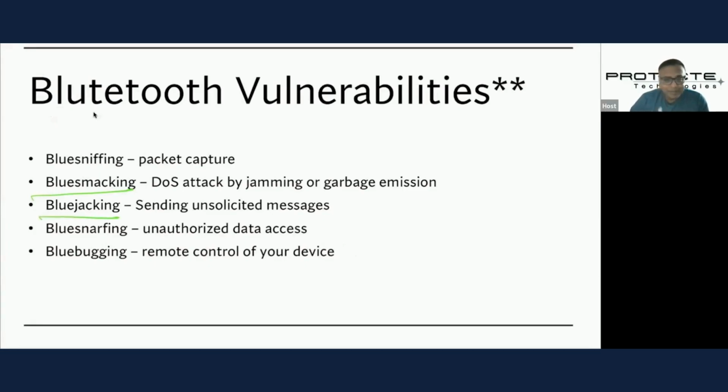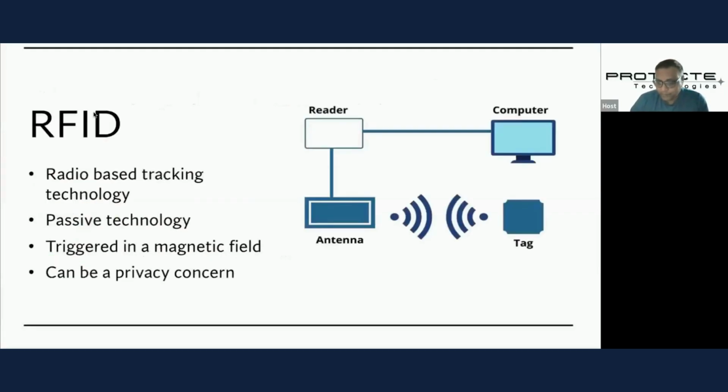Bluejacking was sending unauthorized messages to devices because there was no authentication. Bluesnarfing was accessing data on others' PCs, and bluebugging was taking remote control of a device using Bluetooth. All these vulnerabilities existed in generation 1 Bluetooth, and that's why Bluetooth is generally not used on enterprise networks.